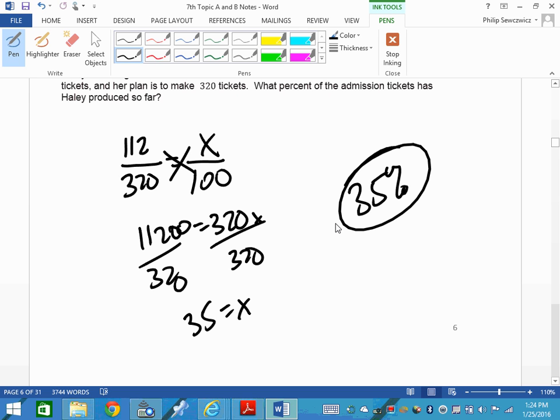Again, the visual is there for your benefit if you would like. But if you're comfortable just setting up your proportions, you can do that right away. Hasta la vista.